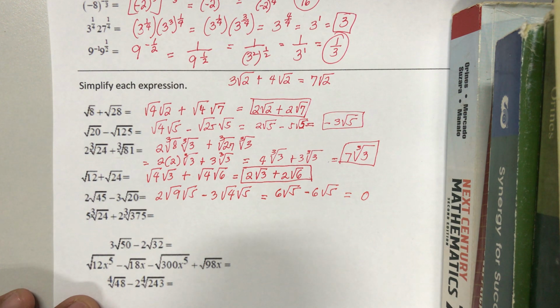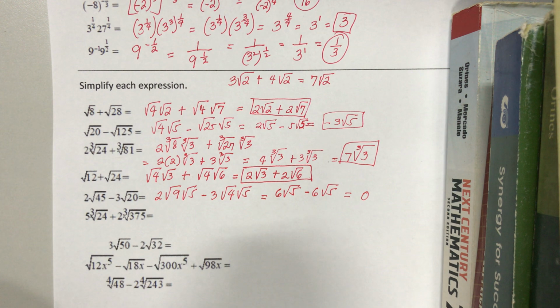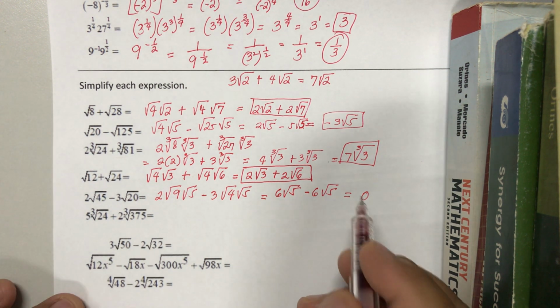Why 0? Because negative 6 square root of 5 is the opposite of 6 square root of 5. When you add numbers which are opposites, the sum is always 0. What are opposites? Just to recap, opposites are numbers which have equal distances from 0. For instance, 3 and negative 3 along the real number line are opposites because 3 and negative 3 have equal distance from 0. That is along the real number line.